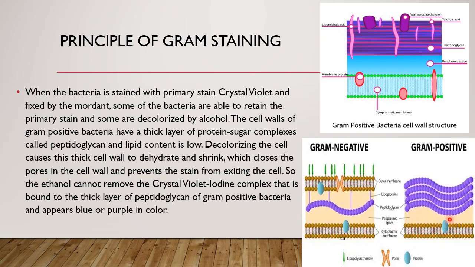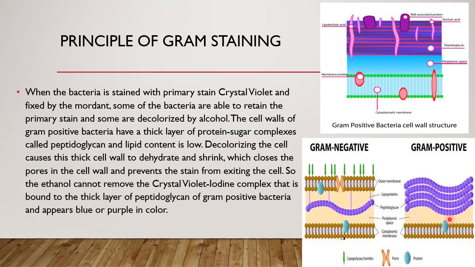Then after that you add a mordant, that is iodine. As I told, it fixes the dye with the substance, that is, it fixes the dye with the bacteria firmly. At this step also both will appear purple in color, because the mordant is just making it fix properly, that is it. Then in the third step we add a decolorizer, that is acetone alcohol.